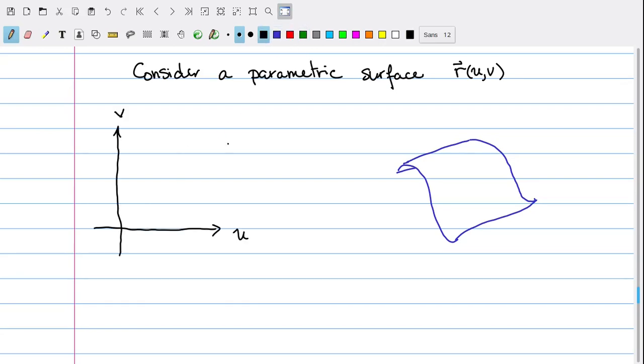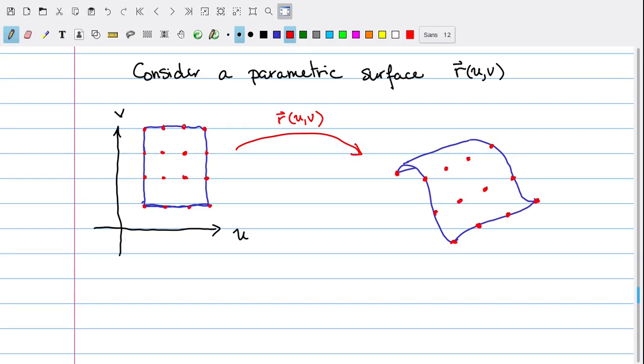I can think about that parametric equation as being a function which takes points from the UV plane into points in three-dimensional space. So in particular, let's imagine that it takes some sort of rectangle in the UV plane and maps it to my parametric surface over there. That means every particular point in that rectangle in the UV plane is going to be mapped to some point on that surface via this map, r of uv. And if I take a whole grid of points, it'll be mapped to a whole grid of points on my surface as well.